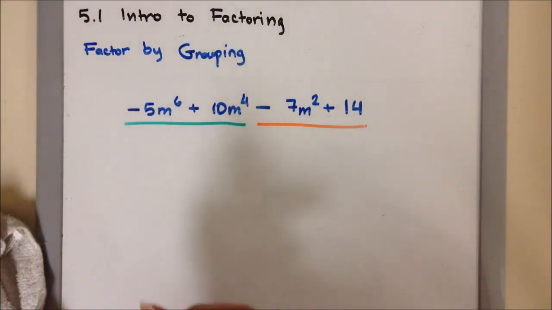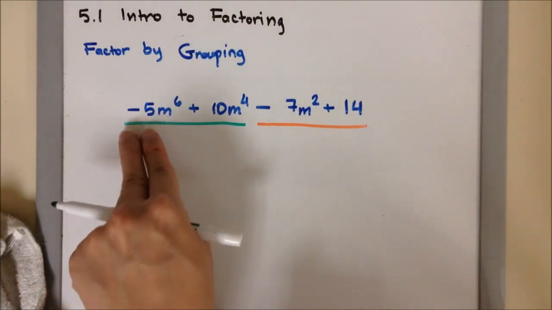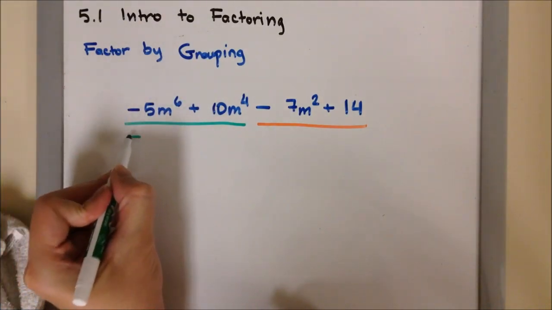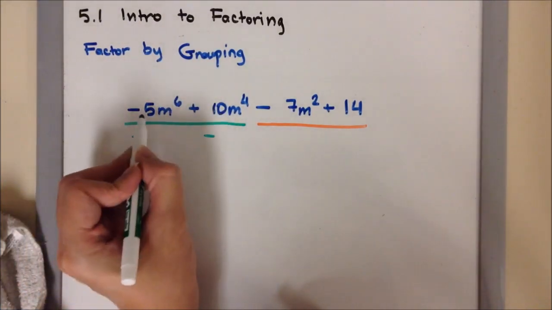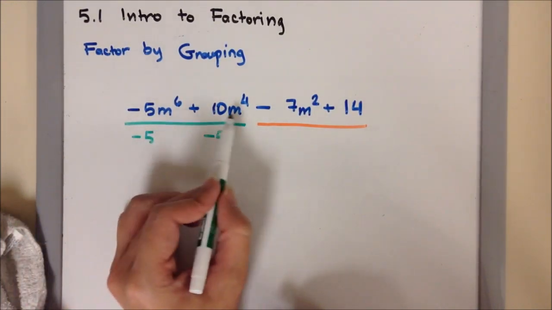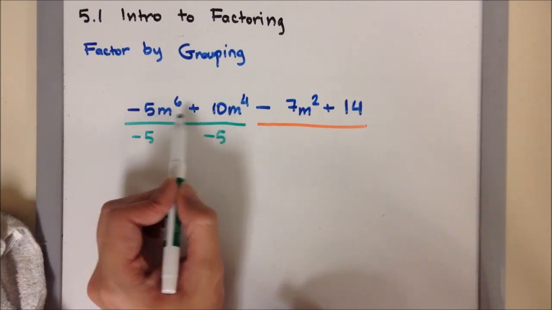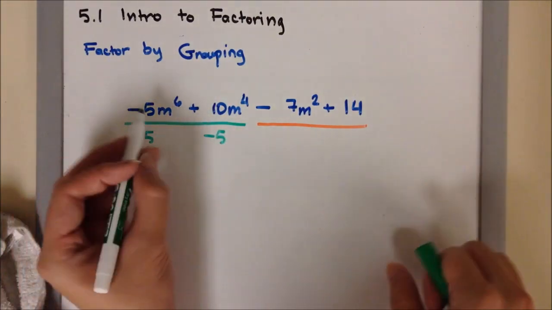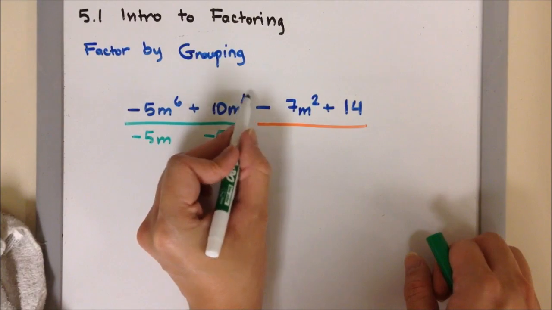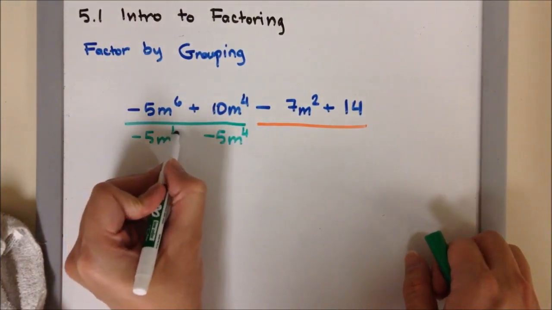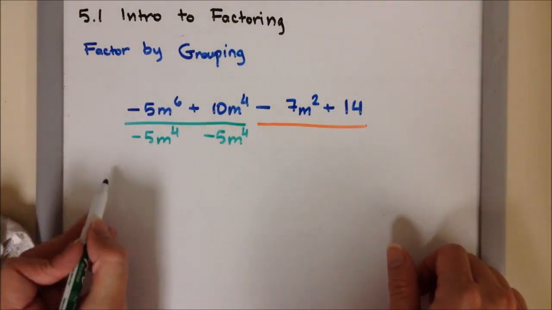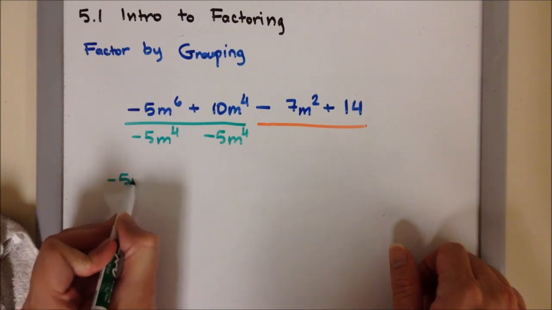Both of these terms can be divided by 5, but be very careful. My first term on the left side starts out with a negative, so I'm going to divide by a negative. Both of these numbers are divisible by 5, so it's going to be negative 5. Notice both terms have m's, so I'm going to divide by m on both of them, but always use the lowest exponent, so it's going to be to the 4th power. So my GCF is negative 5m to the 4th, so I'm undistributing with the negative 5m to the 4th.